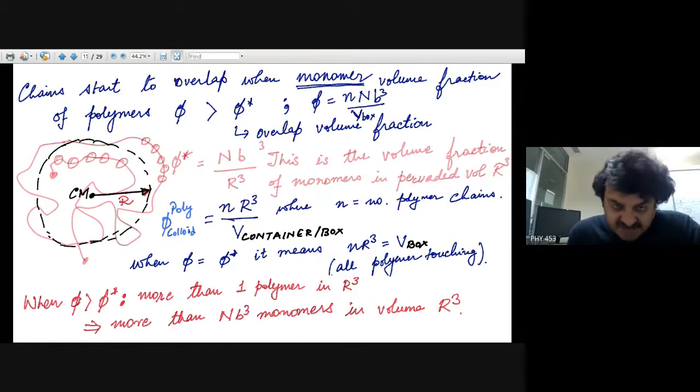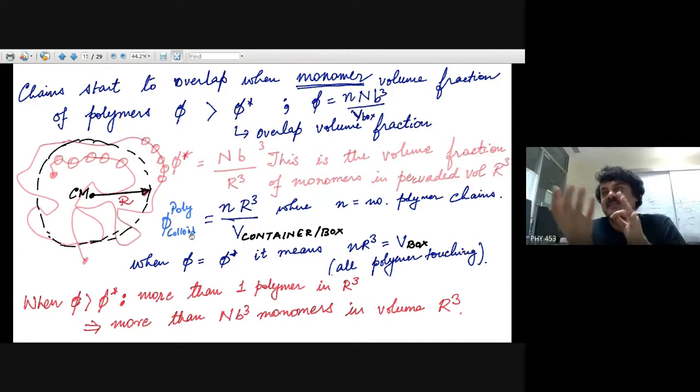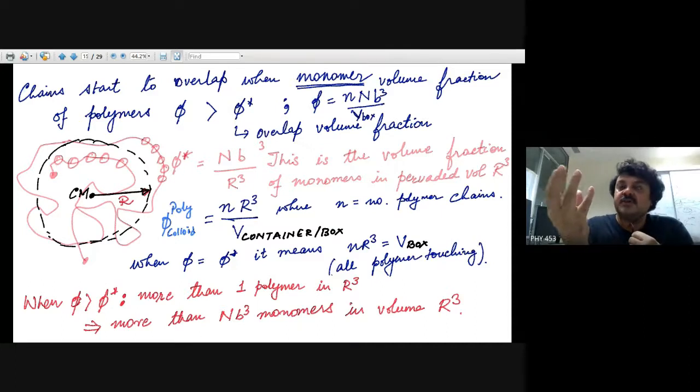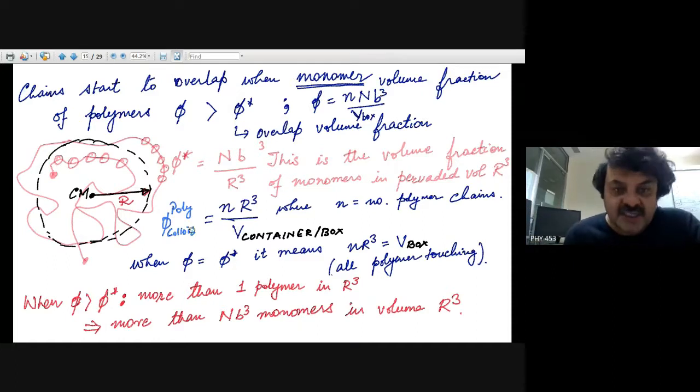Just to tell you, though it is not often used, one can also define a polymer volume fraction calculated the way you would do it for colloids. So how would you do it for colloids? If the colloids are Brownian particles suspended in a fluid, what you would calculate is the volume of each colloid, times the number of colloids, divided by the total volume of the solution. And that would be basically N, number of polymer chains, times the pervaded volume, whole cube, right?